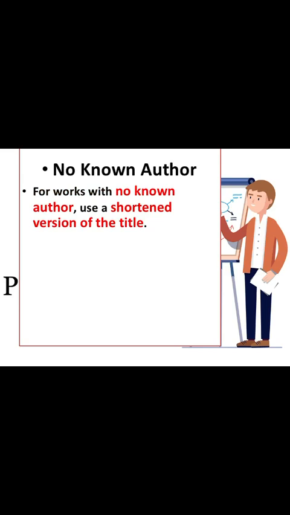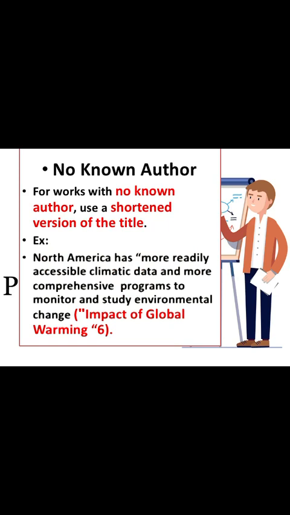For works with no author, use a shortened version of the title. Just for example here, when we don't have an author's name, we need just to use the shortened version of the title. This is an example. North America has more readily accessible climatic data and more comprehensive programs to monitor and study environmental change. (Impact of Global Warming, page 6).